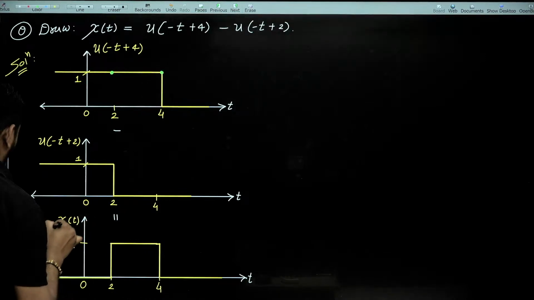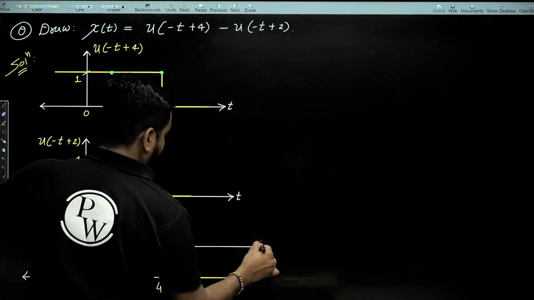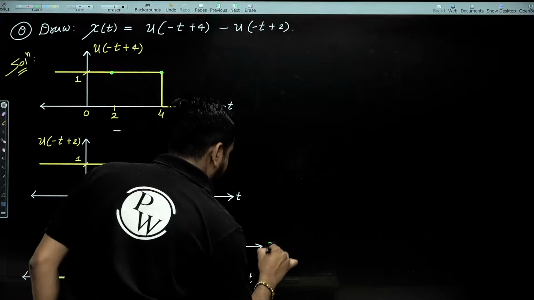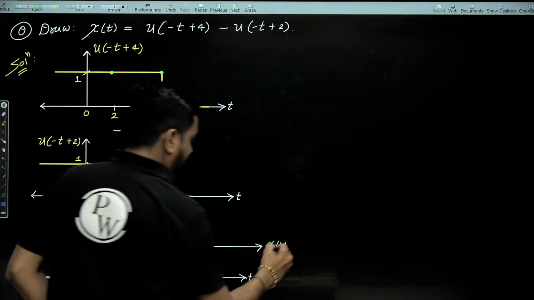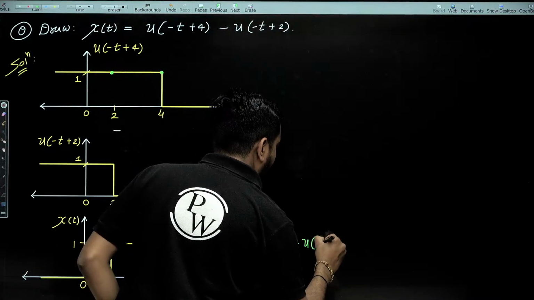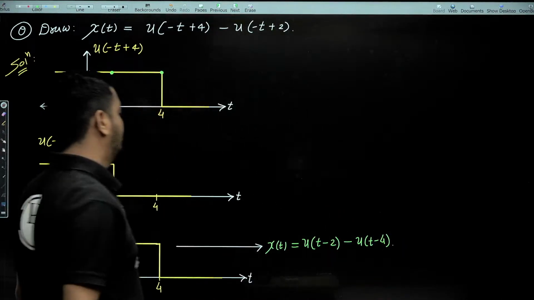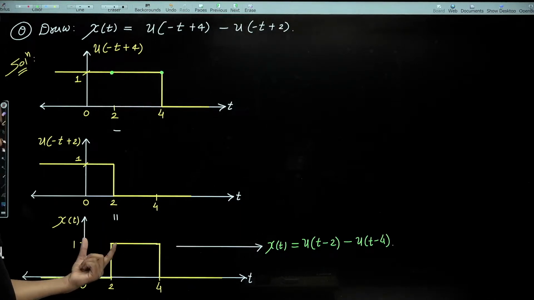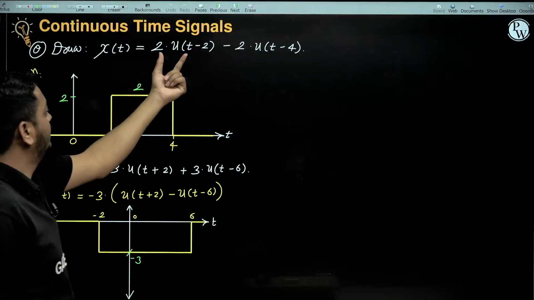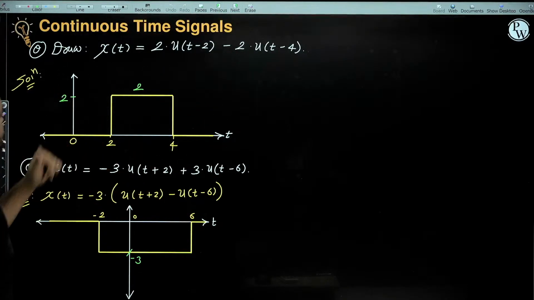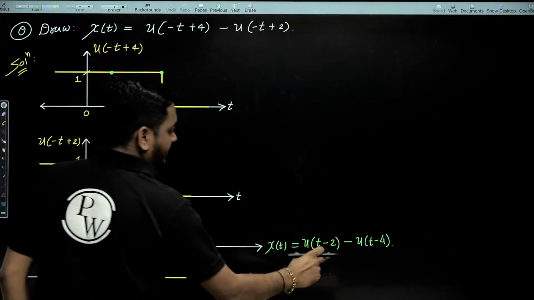Now here can we write like this? This x of t is nothing but, so it is starting from 2 and 4. It is nothing but u of t minus 2 minus u of t minus 4. Yes or no? You can see here, you can write this graphical signal mathematically like this also, guys. U of t minus 2, u of t minus 4, amplitude is 2, guys. So between 2 and 4, amplitude 2. Here between 2 and 4, amplitude 1. So that's why u of t minus 2 minus u of t minus 4.